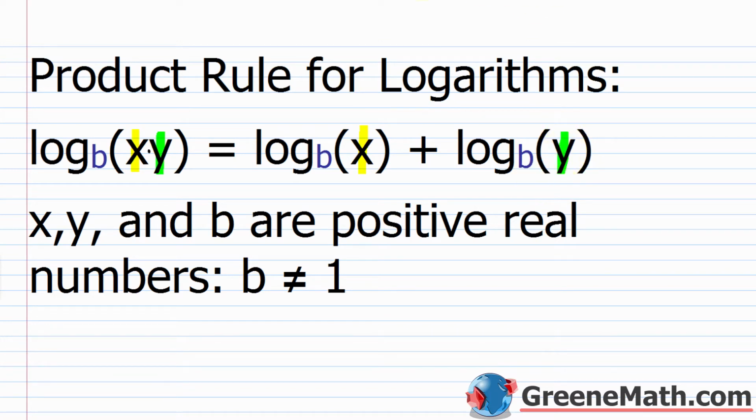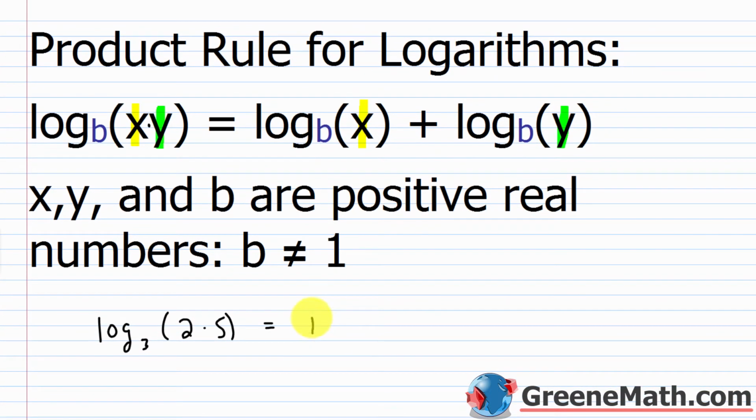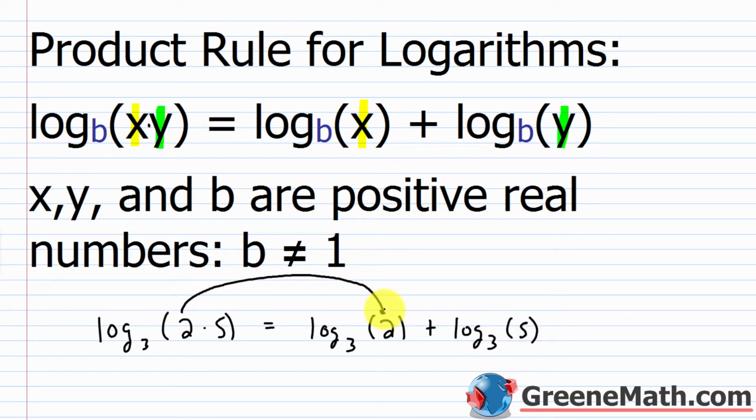So if I saw something like log base 3 of, I don't know, let's say 2 times 5, this would be equal to log base 3 of 2 plus log base 3 of 5. Okay, very, very simple. You just take your first factor and put it there. Your second factor goes there. Very, very easy to do this.